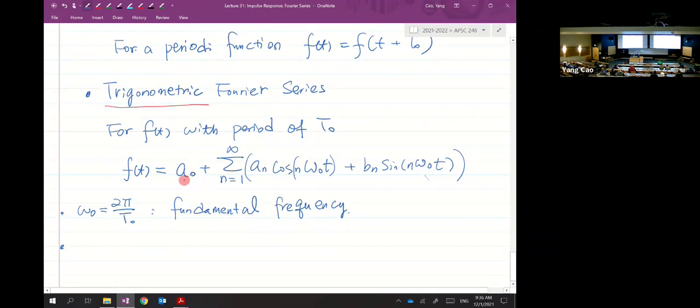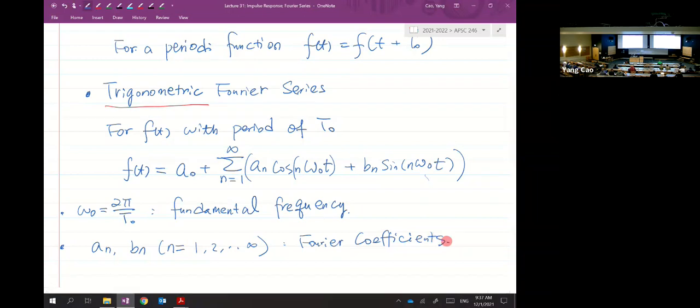And there are a whole bunch of coefficients added here. So you have a_n and b_n, where n starts from 1, 2, up to infinity. And these two constants, we call them Fourier coefficients. Okay, so these are called the Fourier coefficients.